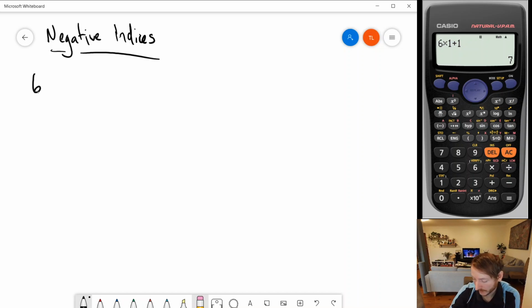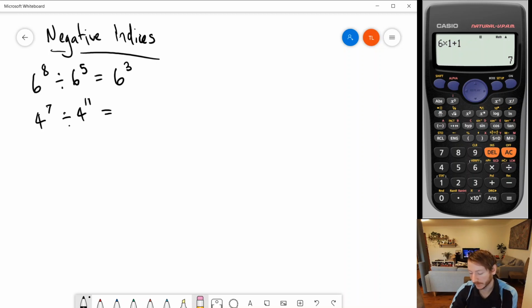Let's say I've got 6 to the power of 8 divided by, you might remember, like say 6 to the power of 5. Well, they've got the same base, so what I can do is just subtract the powers. 6 to the power of 3, or 6 cubed. And that works pretty well. But what happens if this second index is larger? Let's say I've got 4 to the power of 7 divided by 4 to the power of 11. Well, 7 take away 11 is negative 4.